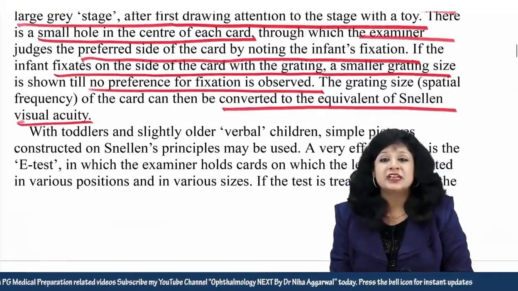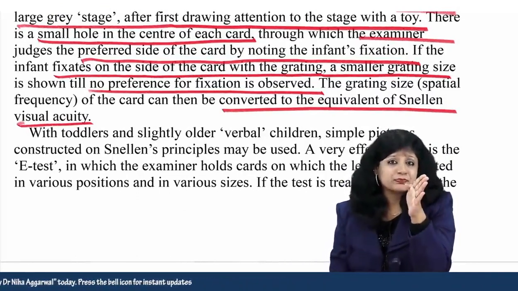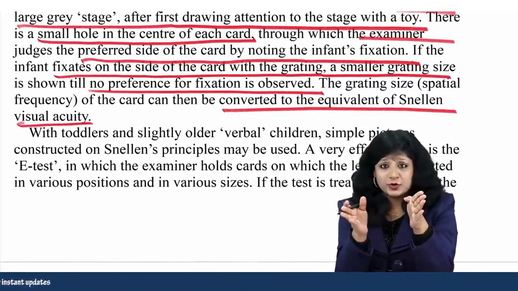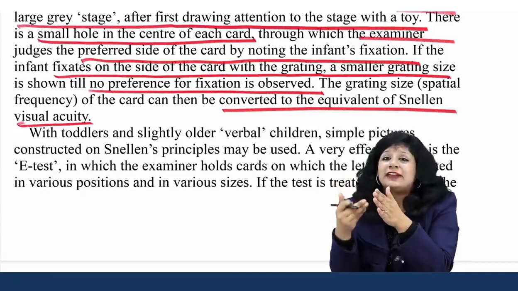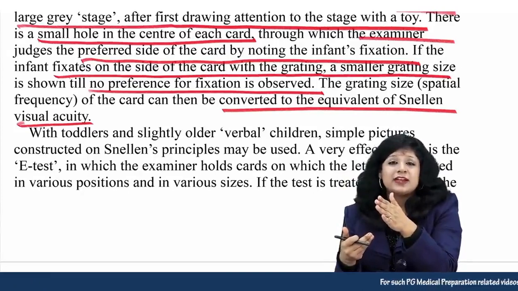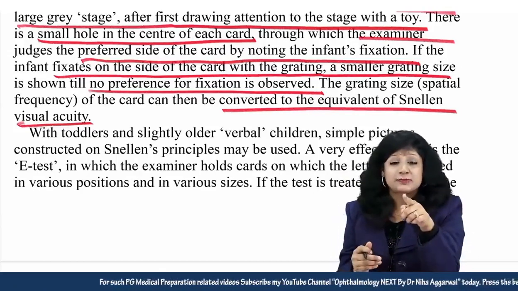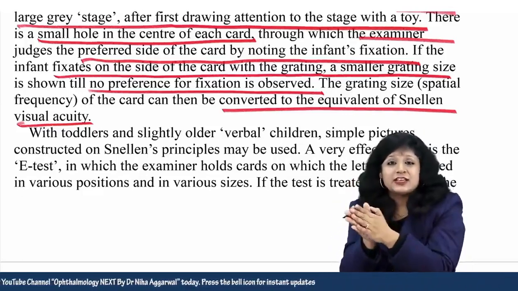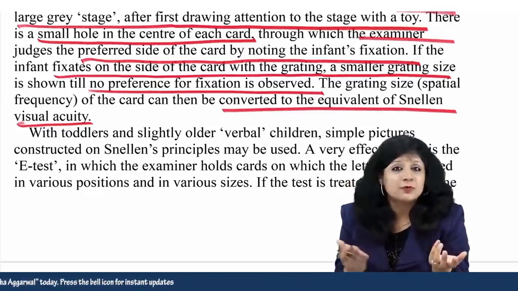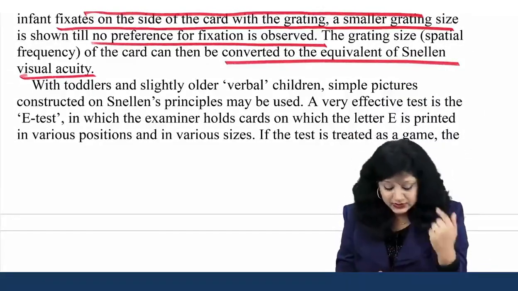So first you have to see whether the child is actually preferring the gray board or the stripes board. If he is preferring the stripe board, then keep on giving finer and finer till you find that there is no preference, because maybe now the infant is not able to see the fine lines, so he is having no preference between the gray board and these lines. Okay, and then you have to convert this into the Snellen's equivalent.